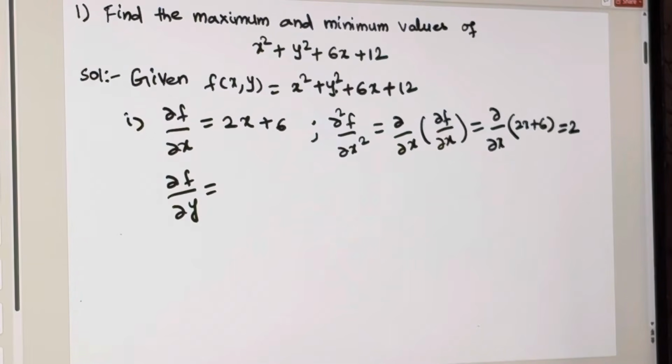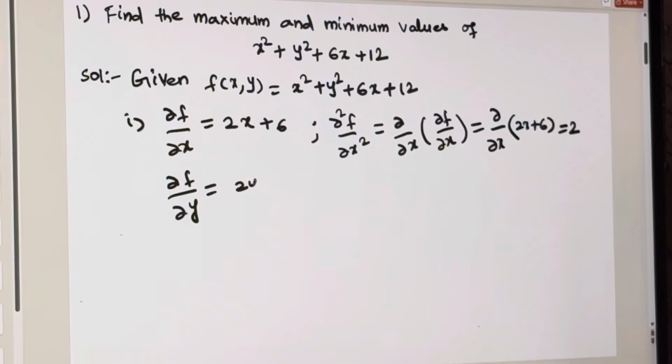What is the derivative of y square? Y square का डेरिवेटिव is 2y, plus 6x का डेरिवेटिव कितना है, 0. क्यों, because x is constant. 12 का डेरिवेटिव again it is 0.